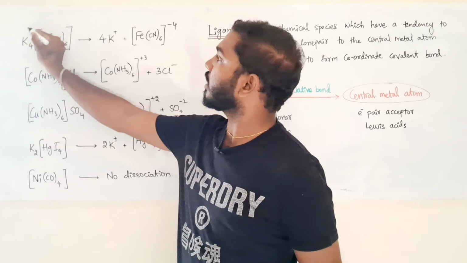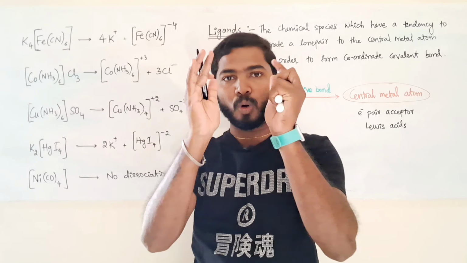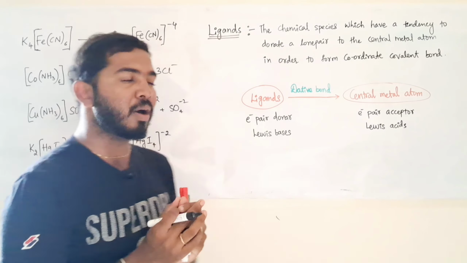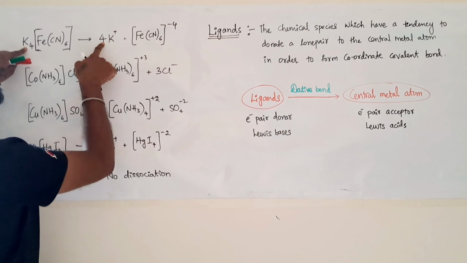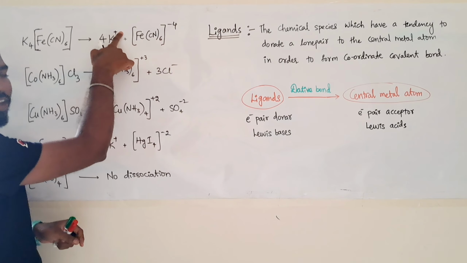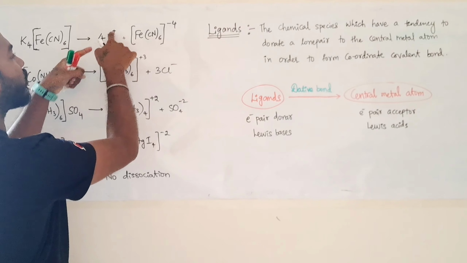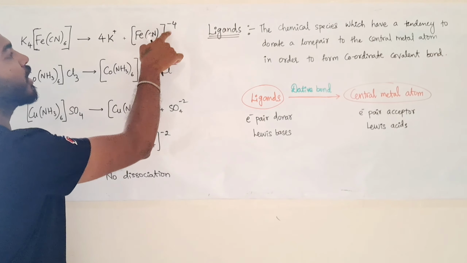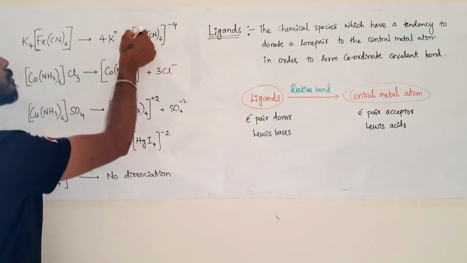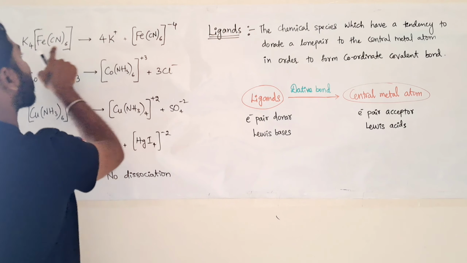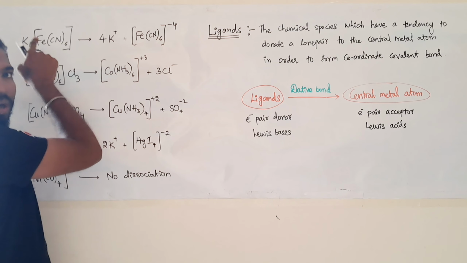So this K4[Fe(CN)6], the whole compound, is called a complex compound. If you look at the dissociation, 4 potassiums are there, so it is going to give us 4 K+ ions. Now since there is a +4 charge, the coordination sphere is going to have a -4 charge. And since the coordination sphere has a negative charge, the complex is called a negative complex.